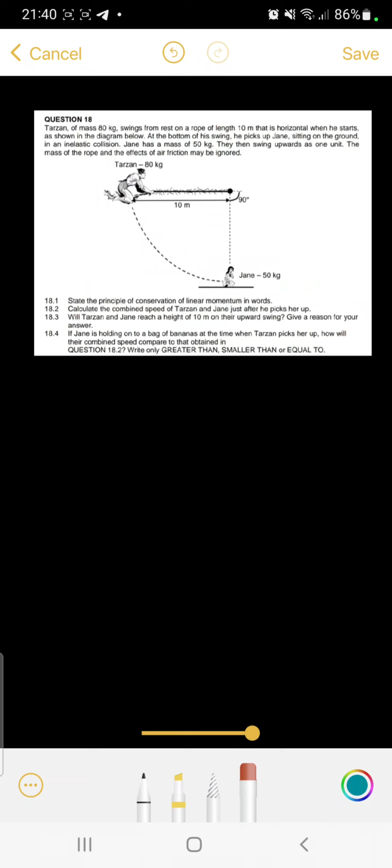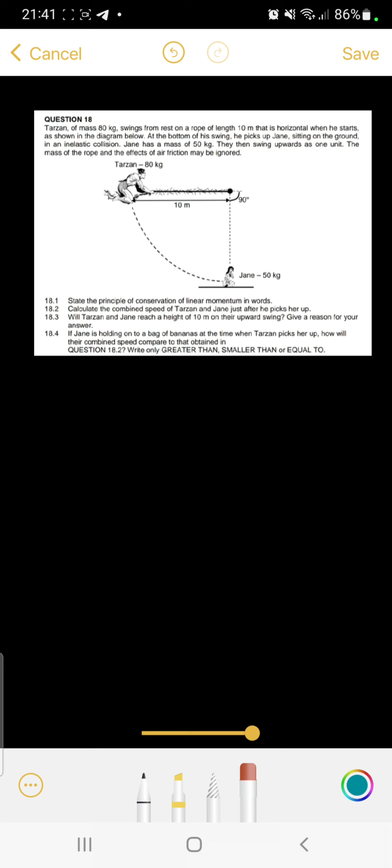So it says Tarzan of mass 80 kg swings from rest on a rope of length 10 meters that is horizontal when he starts, as shown in the diagram below. At the bottom of his swing, he picks up Jane, sitting on the ground, in an inelastic collision. Jane has a mass of 50 kg. They then swing upwards as one unit, and the mass of the rope and the effect of air friction may be ignored.